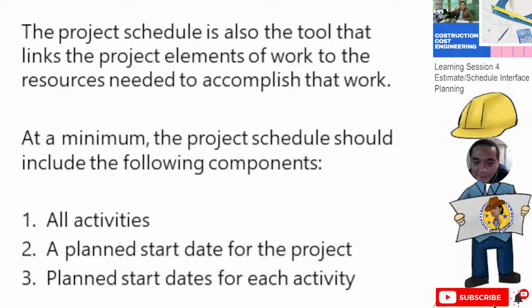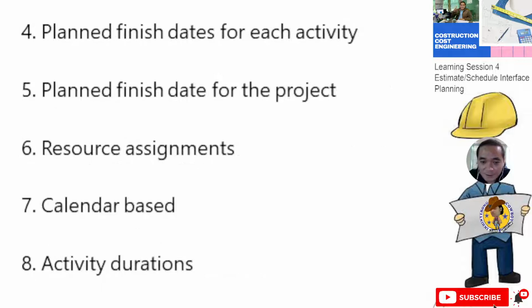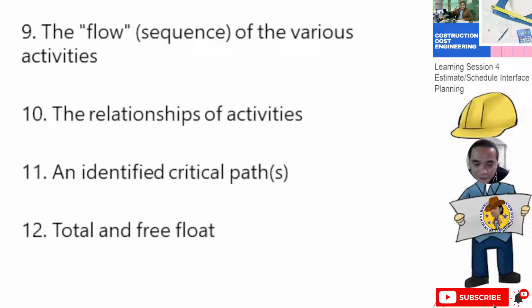Number two, a planned start date for the project. Number three is the planned start dates for each activity. Number four, you have the planned finish dates for each activity. Number five, planned finish date for the project. Number six, you have the resource assignments. Number seven is calendar based. Number eight is activity durations. Number nine, you have the flow sequence of the various activities. Number ten is the relationships of activities. Number eleven is the identified critical paths.